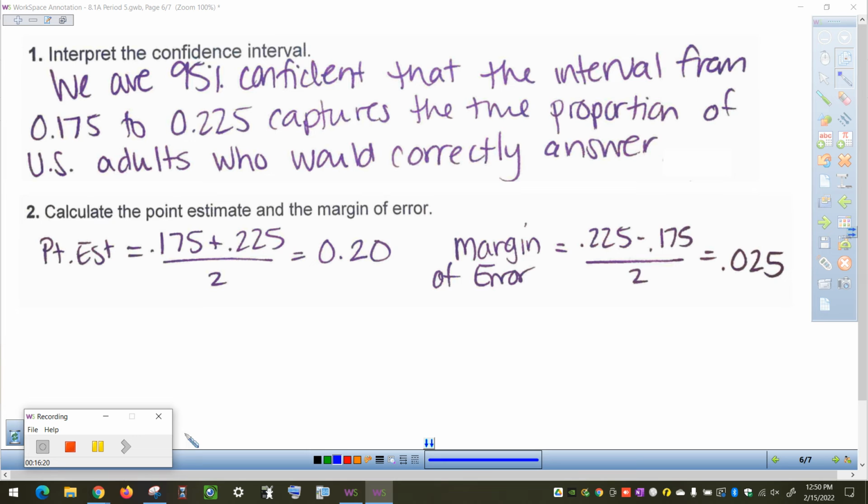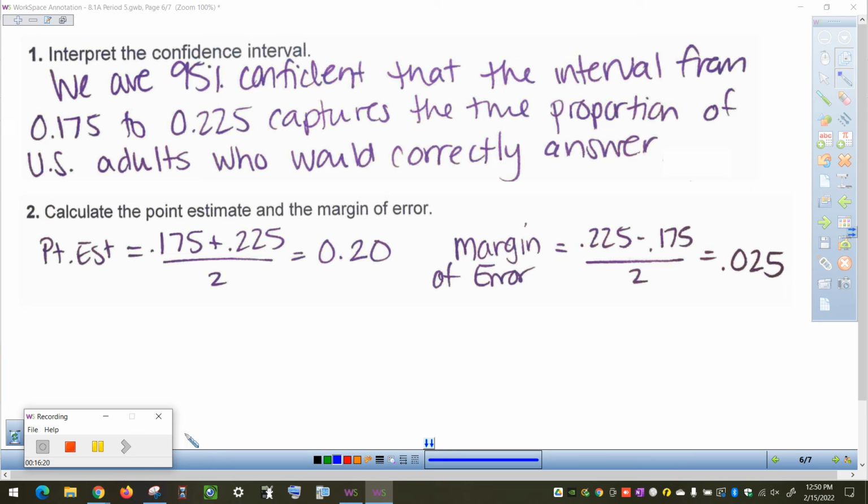All right, so let's go back together here. We're going to start to take a look at the first two. So really the first one is just putting our situation into that sentence we have for how to interpret our interval. So it's going to read like this: We are 95% confident that the interval from 0.175 to 0.225 captures the true proportion. So this is a proportion in our problem instead of a mean. It tells us that at the very start. The true proportion of U.S. adults, so there's some more context, who would correctly answer.